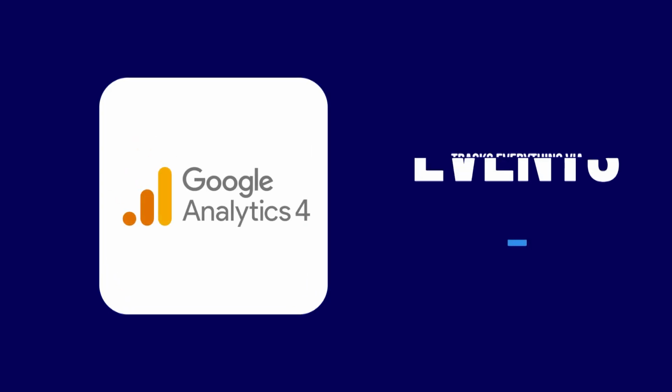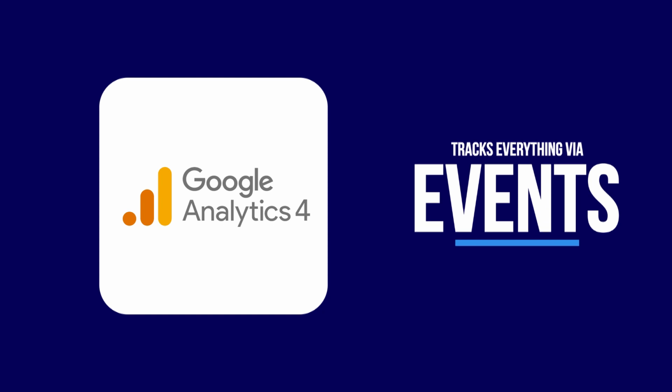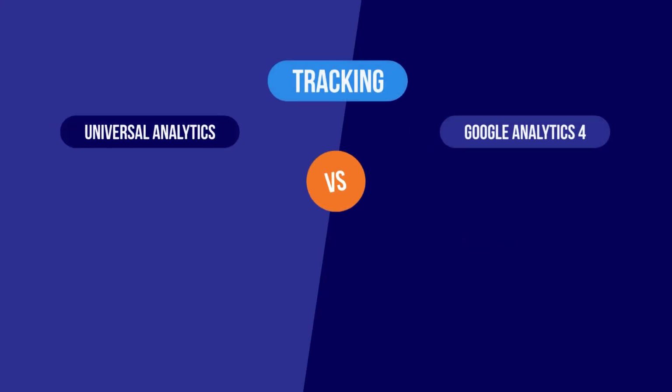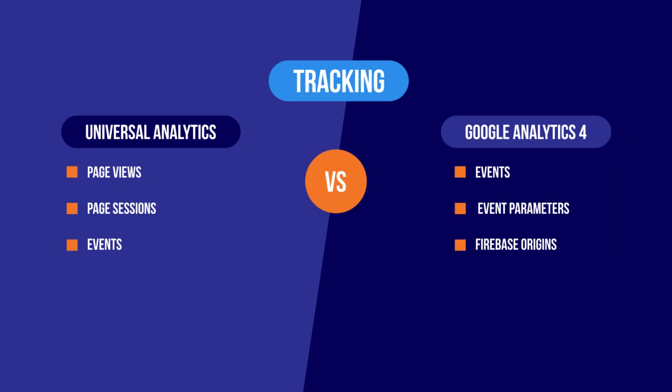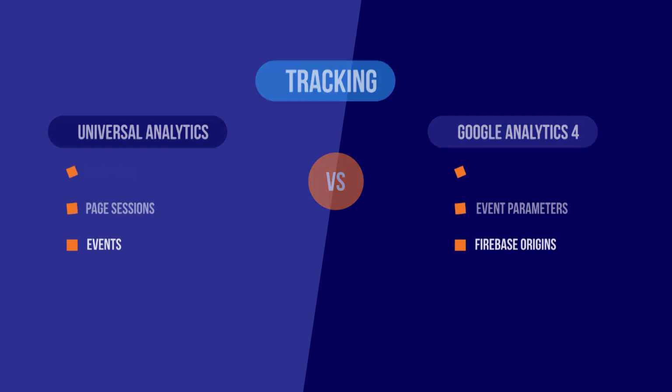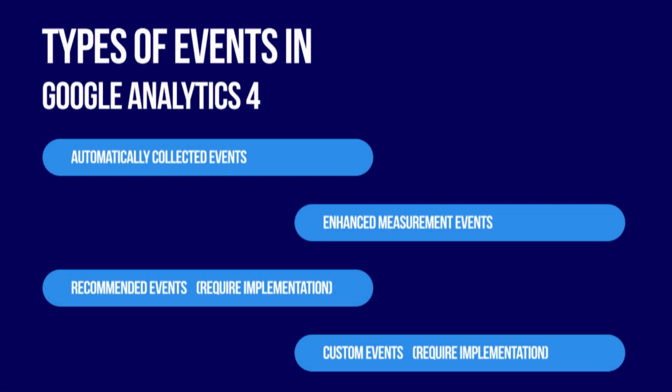Now it's also important to distinguish that Google Analytics 4 tracks everything via events. Previously, in older editions of Universal Analytics, it was tracking page views, page sessions, events. What it's done now in Google Analytics 4 is tracking everything under events, and it just makes it a more uniformed process and a bit more future-proof moving forwards with this technology in terms of what it can track.